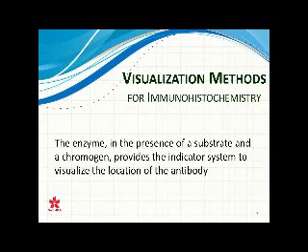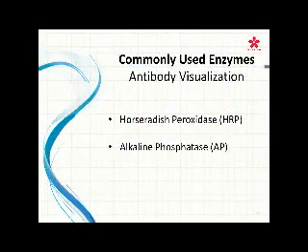So with the visualization method, an enzyme in the presence of a substrate and a chromogen provides the indicator system to visualize the location of the antibody. So moving on to the next slide. Keep in mind the enzyme is your horseradish peroxidase and your alkaline phosphatase that we talked about in the polymeric detection system. I want to talk a little bit about horseradish peroxidase. And this is what, again, most of us use in our laboratories today. It kind of serves as a workhorse in a clinical lab because it's consistent when producing large quantities of slides.